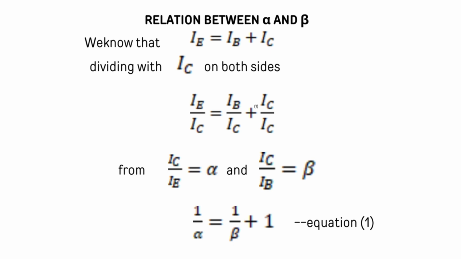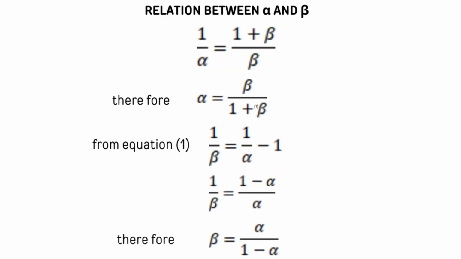Now, by substituting alpha and beta in the above equation, we can obtain 1 by alpha equals 1 by beta plus 1. Therefore, 1 by alpha equals 1 plus beta by beta. From that, alpha equals beta by 1 plus beta. Similarly, from the previous equation, you can write 1 by beta equals 1 by alpha minus 1. Therefore, 1 by beta equals 1 minus alpha by alpha. Therefore, beta equals alpha by 1 minus alpha.